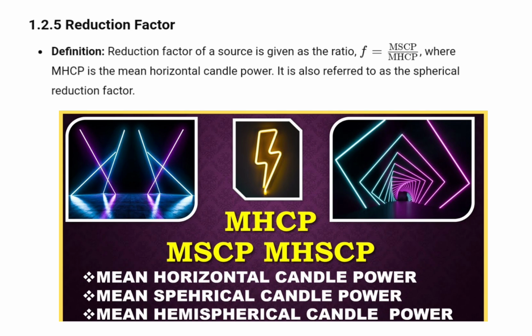Reduction factor. The reduction factor of a surface is given as the ratio F equals MSCP over MHCP, where MHCP is the mean horizontal candle power. It is also referred to as the spherical reduction factor. This factor helps compare light intensities in different directions, ensuring a uniform light design.